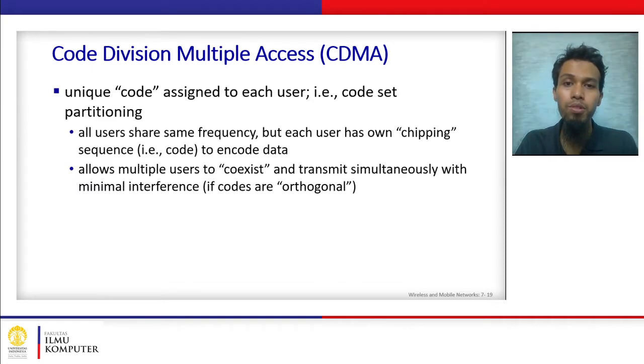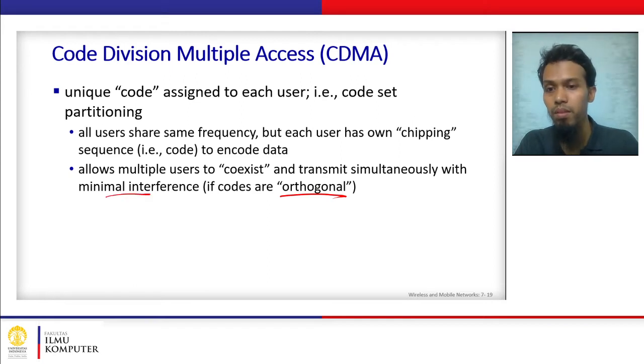First of all, in CDMA, each user is assigned a unique code, called a chipping sequence, so that all the users can communicate using the same frequency and the same time without interfering with each other. One important thing is that the codes have to be orthogonal. If the codes are orthogonal, all the users can communicate using the same frequency and the same time slot without interfering with each other, or if there is interference, it is minimal.